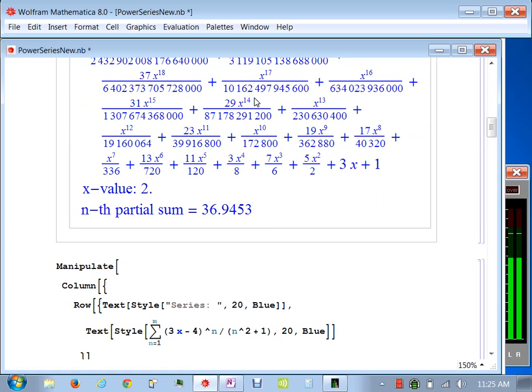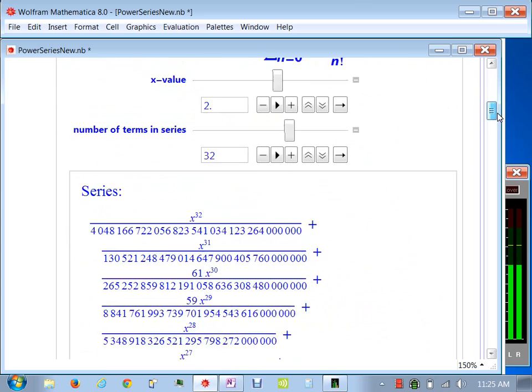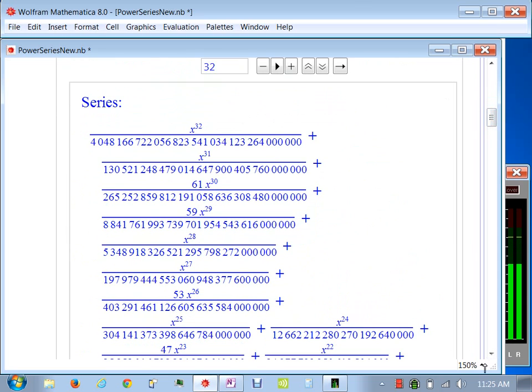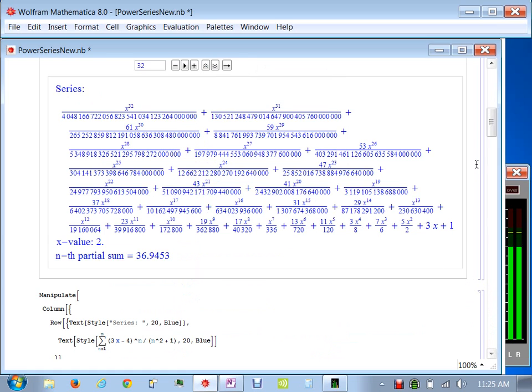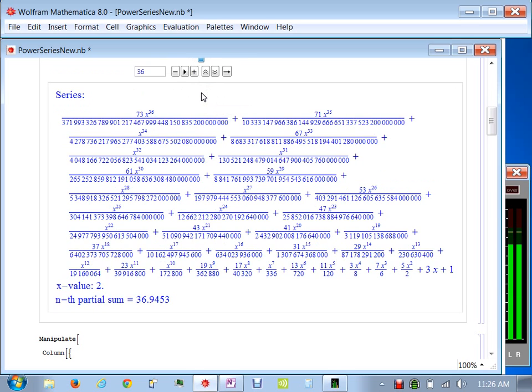Now I'm starting to get lots of terms in my series. But look what's happened to my sum. Even as I drag out, I've got a bunch in there. Let me zoom this back out. It's too zoomed in there. Look at all those terms, okay? Notice what's happening to my sum. Do you see that last number there? 36.945. Look as I go further, it's not changing, right?